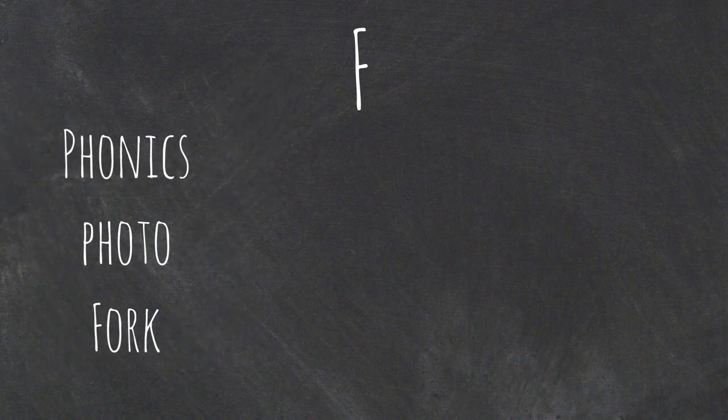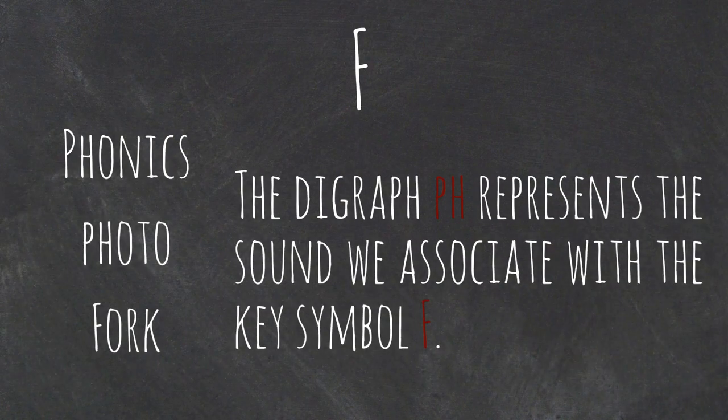Let's start with the notion of PH by bringing up these three words: phonics, photo, and fork. The very last word, fork, is the only one that's actually spelled with an F at the beginning. Yet all three of these words begin with the sound we associate with the letter F. In this way, we can make the generalization that the digraph PH represents the sound we associate with the key symbol F. This is a pretty generalizable statement, and we can utilize this throughout the majority of American English language.